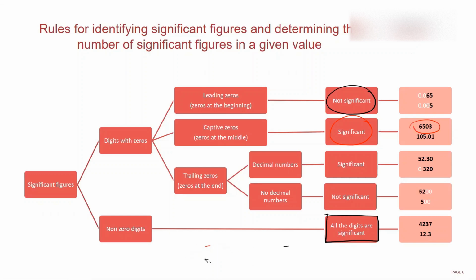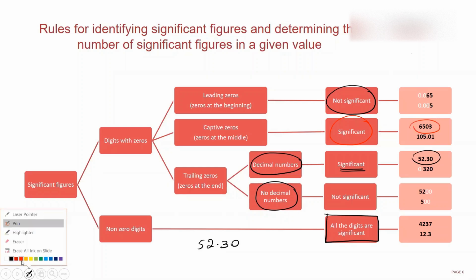Now when the 0 is at the end, first we need to check whether it's a decimal number or whether the number is a non-decimal number. If the number is a decimal number, for example, 52.30, we count 0 as a significant figure. So in this number, we have 4 significant figures because we count 0 as a significant figure.